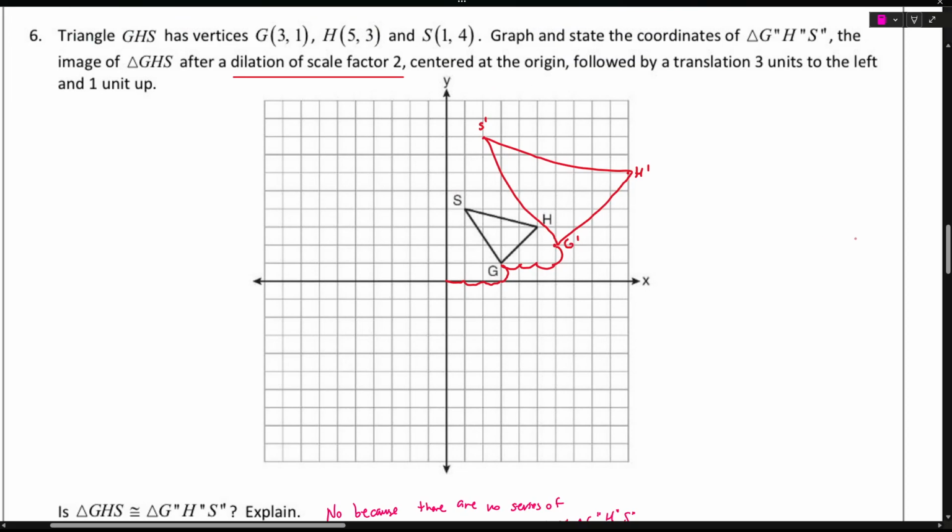And then it says followed by a translation, 3 units to the left, and then 1 unit up. That's pretty straightforward. 3 to the left, 1 up. So this is the new S prime. This is H prime. Sorry, H double prime, and then G double prime. That's it.